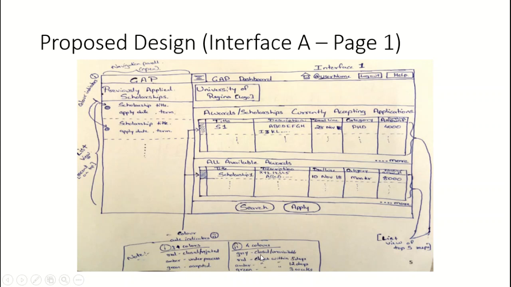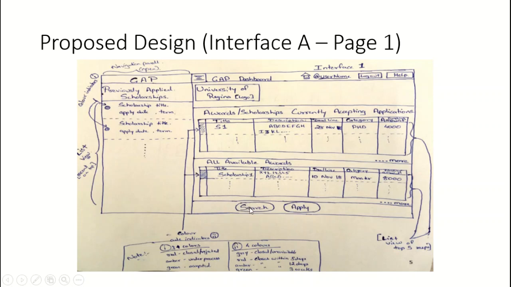The other four colors that we have used for the awards and scholarship currently accepting applications are gray for the closed or unviewable now, red means it is closed within 5 days, amber means it is closing within 12 days, and green means it is closing within 3 weeks or more. So user, just by looking at the color, they can decide on which application they want to focus on. They can prioritize the application based on the deadline and the color.